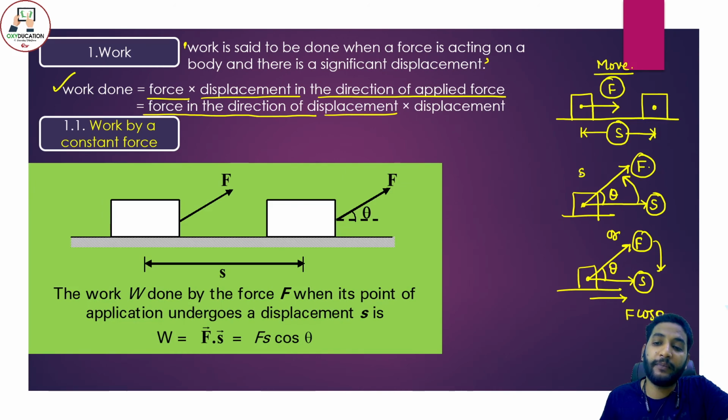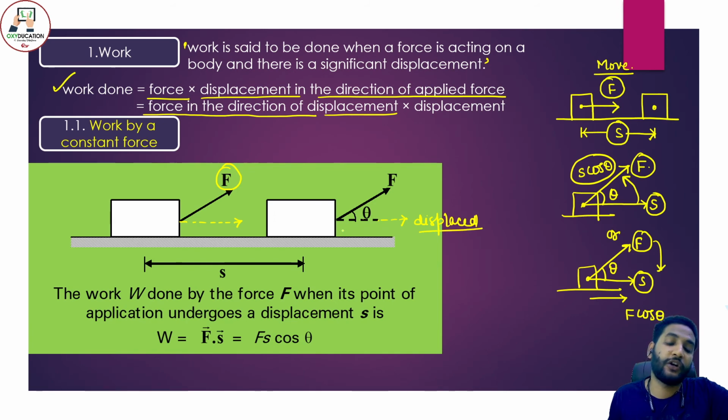Similarly, F into S, here you can take S cos theta. So in both ways we can define the work. Simply, here a force F is applied on the body and it makes an angle theta with the direction of displacement. This is the direction of displacement. So the displacement of the body is horizontal while the force makes some angle theta. So simply we can say the work done W is equal to F into S cos theta, or F cos theta into S, or simply W equals F S cos theta.